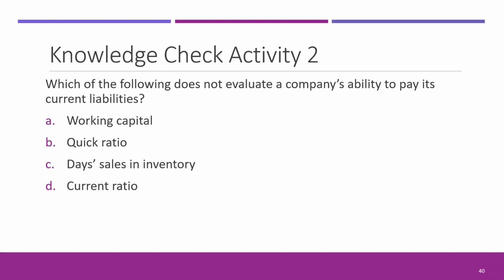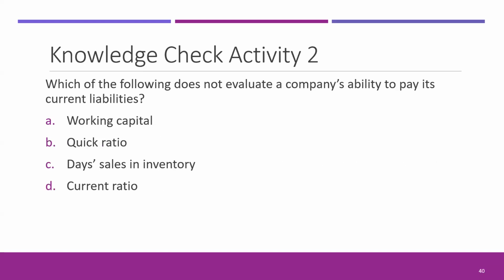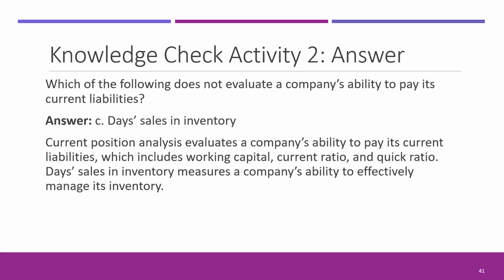So which of the following does not evaluate a company's ability to pay its current liabilities? C, perfect. Thank you. Yes, C, days sales in inventory. That's not a liquidity ratio. It's more of an efficiency ratio on how efficiently they are using their working capital.